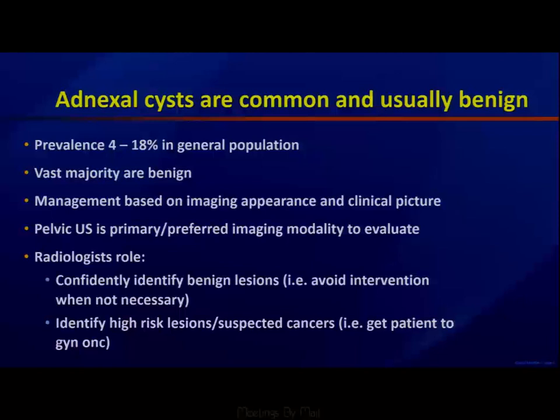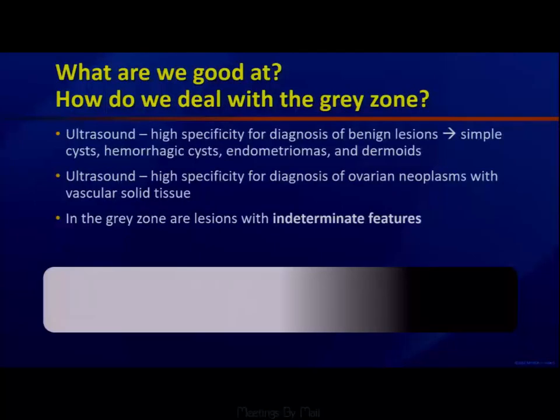Pelvic ultrasound is, of course, the primary and certainly the preferred imaging modality to evaluate cystic lesions in the adnexa, especially at the start. So what's our role? Well, our role is multiple things, but definitely to be able to confidently identify benign lesions. We don't want to pursue intervention when it's not necessary. Our other role is to confidently identify high-risk lesions, those that are suspected cancers, and get the patient to the right provider, which is gynecologic oncology, for those suspected malignant adnexal lesions. So what are we good at, and how do we deal with that gray zone?